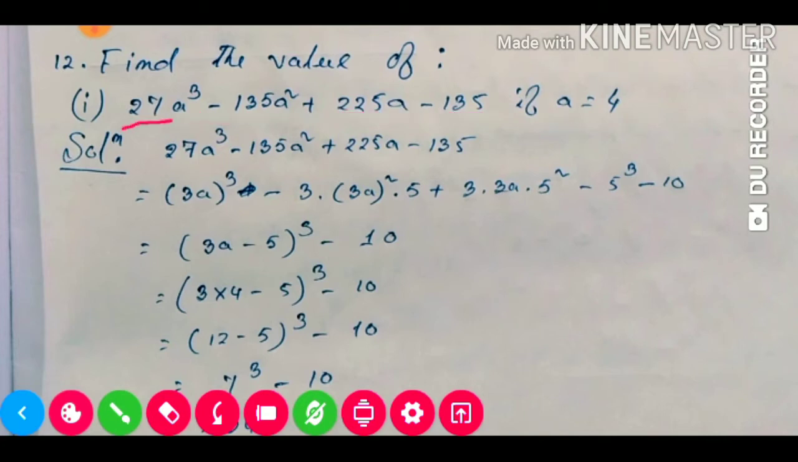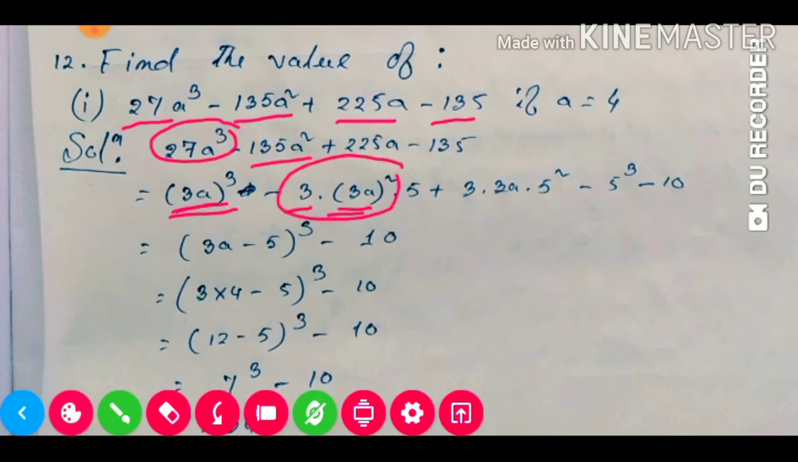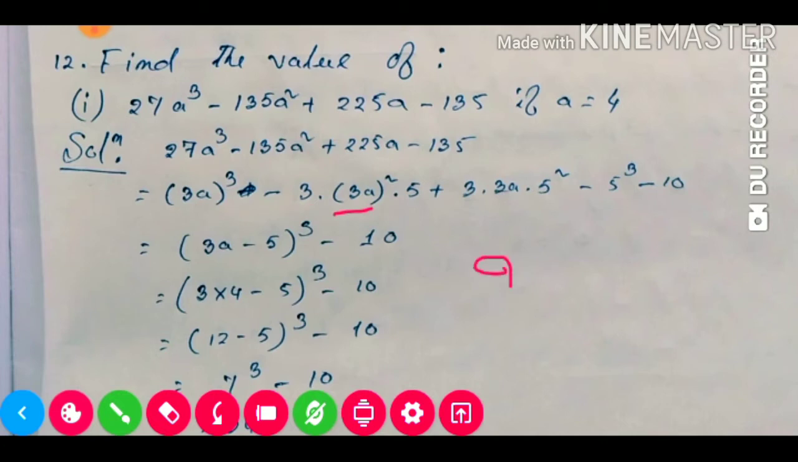Looking at this, we are able to apply the formula. If we break this one, a cube minus 3a square b plus 3ab square minus b cube. So let's see. 27a cube we are able to write as 3a whole cube minus 3 and a, we already got 3a, this one a will be here 3a, and with what number if we multiply these two it will be 135. So see, 3 square means 9 and a square means a square only, into 3. So it will be 27a square.